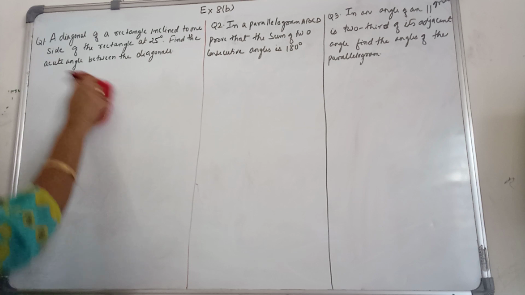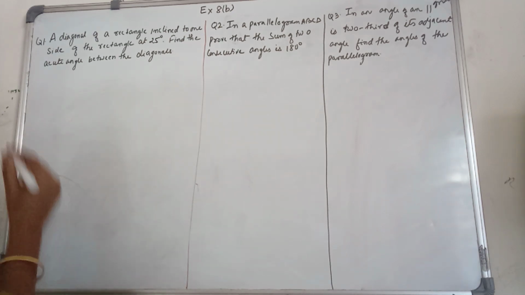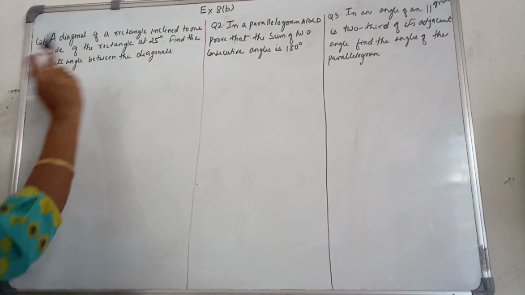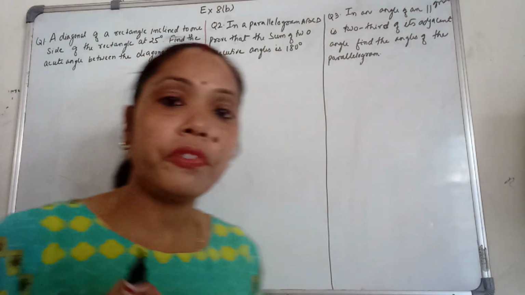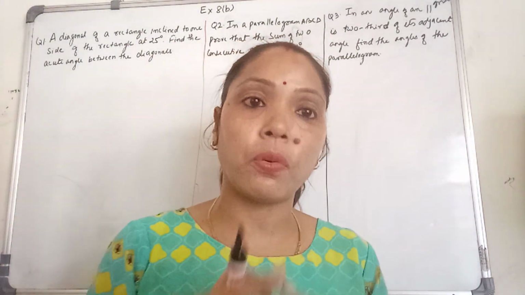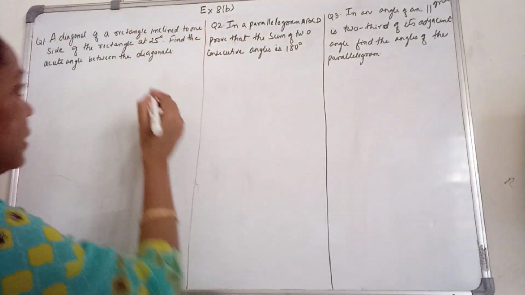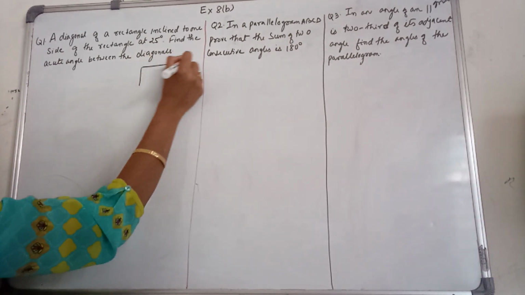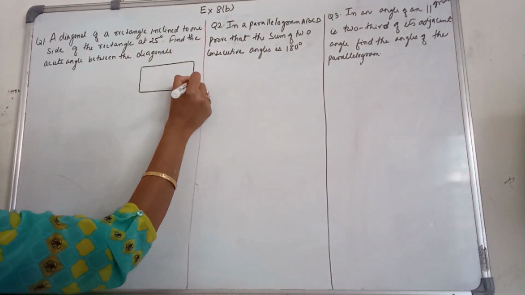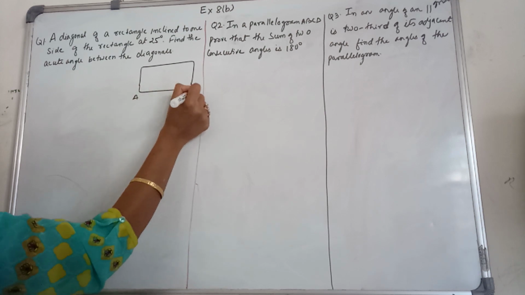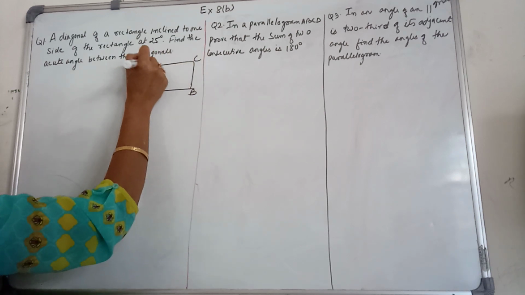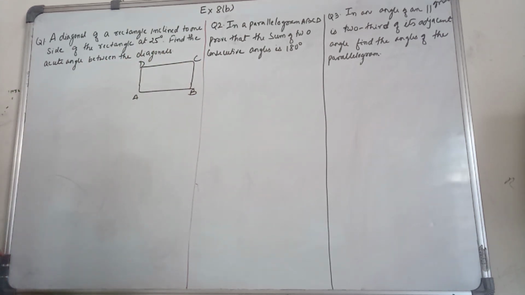So first, see the first question. In question number 1, a diagonal of a rectangle. Here you have to draw one rectangle. Let's draw one rectangle. Name it A, B, C, D. Incline to one side of the rectangle at 25 degree. Find the acute angle between the diagonals.